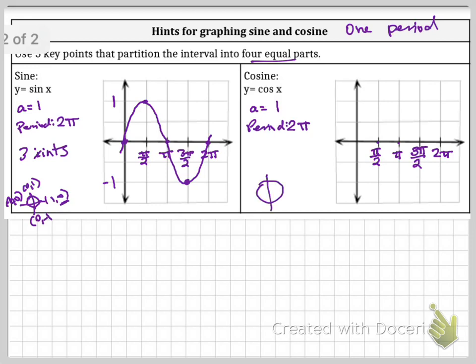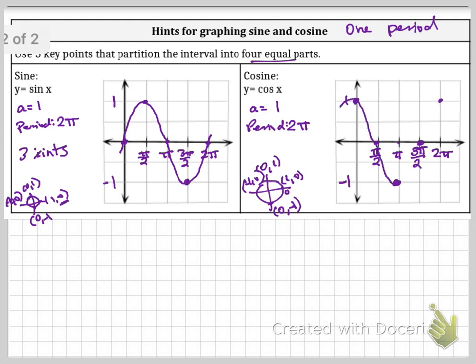Cosine. Thinking about our unit circle, what is our x value at 0 radians? Our x value is at 1. Then at the top, the x value is 0. At pi, we're at -1, 0, so it's down below. At 3 pi over 2 on our unit circle, that is 0, -1, so we're back at 0. And at 2 pi, our x value is back at the top at 1.